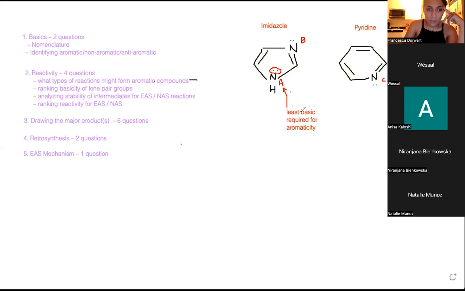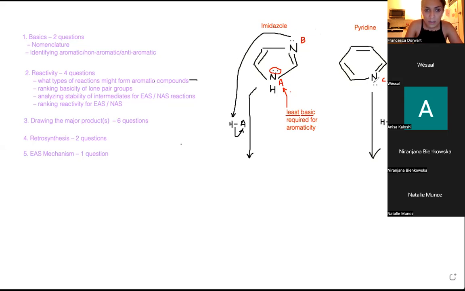Hopefully. When it comes to B and C, we can analyze the conjugate acid and see which is more stable. Why don't we do that? Usually when we're talking about stability, we talk about analyzing the conjugate. So let's just pretend that these reacted with some strong acids. Pick up a proton. The electrons go to the conjugate acid. Pick up a proton.